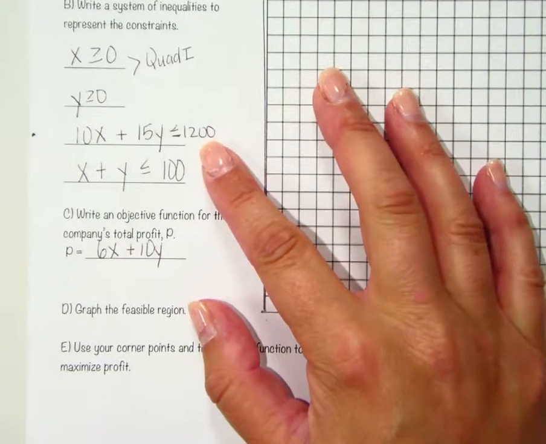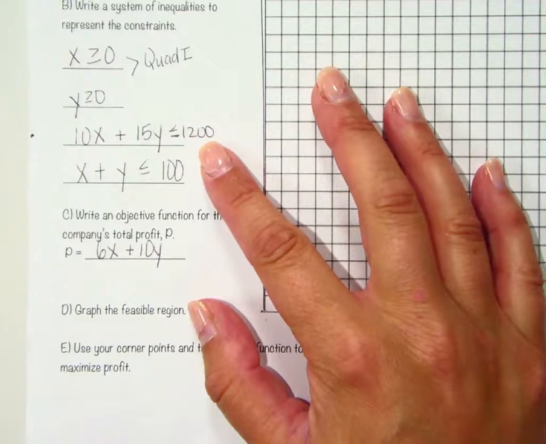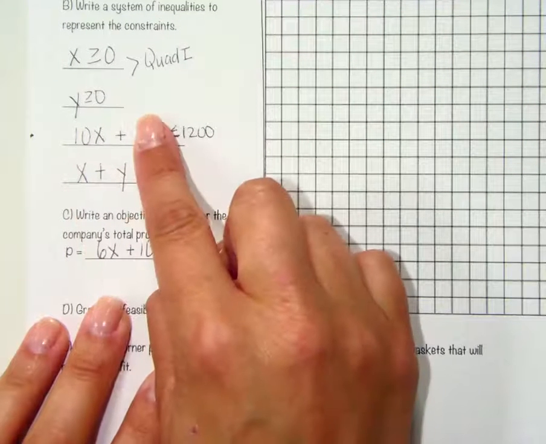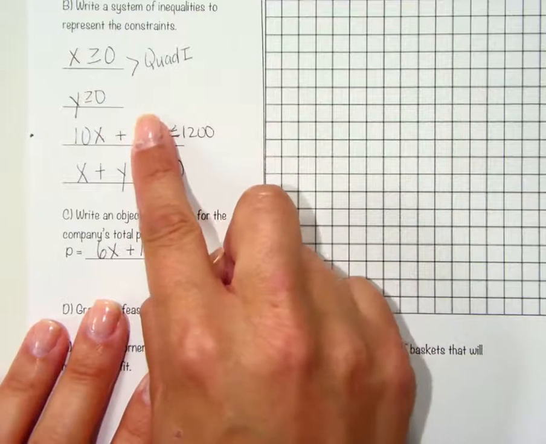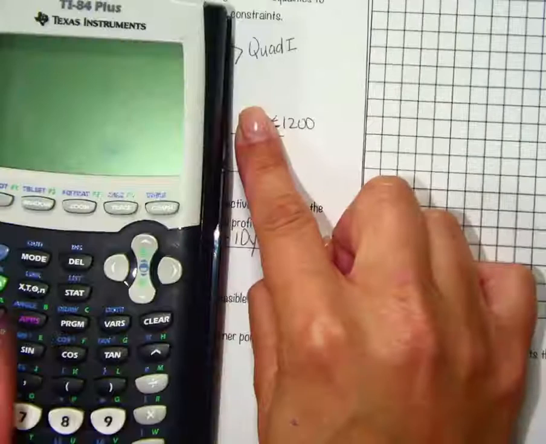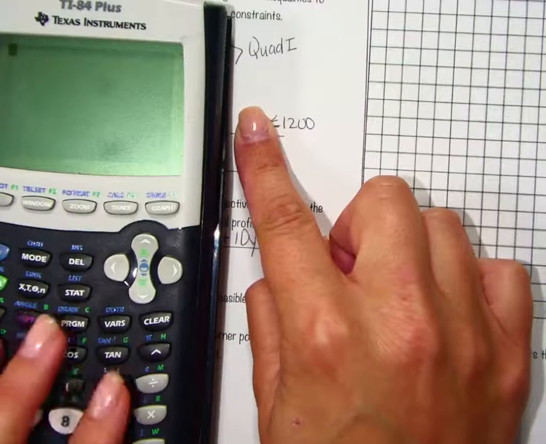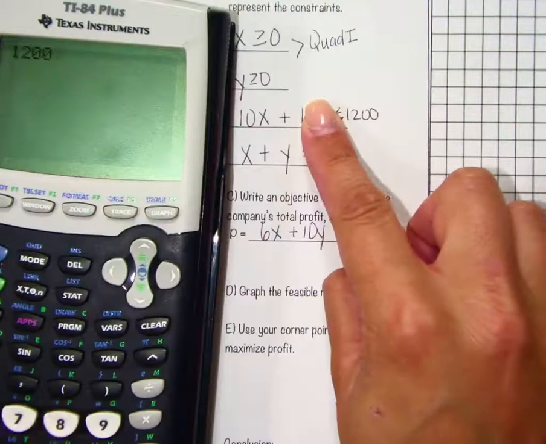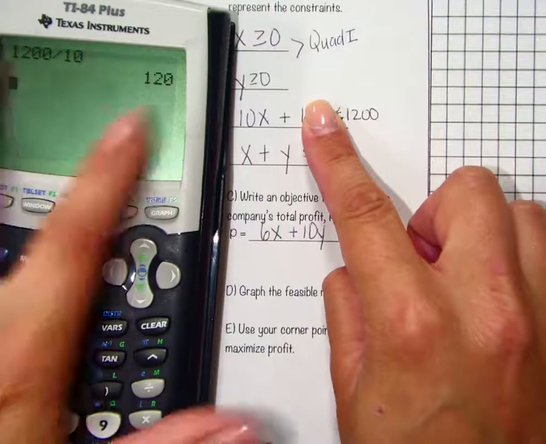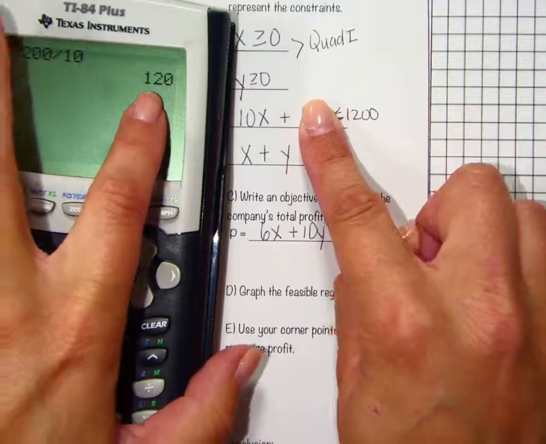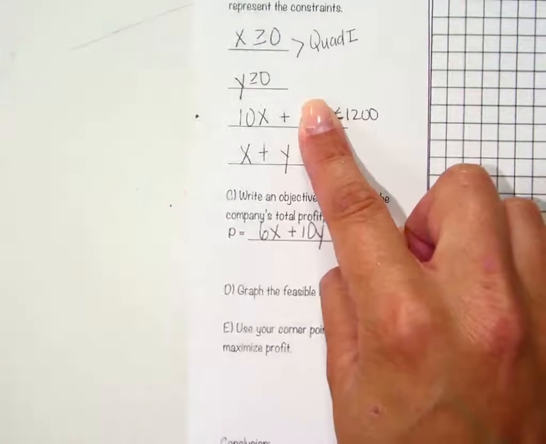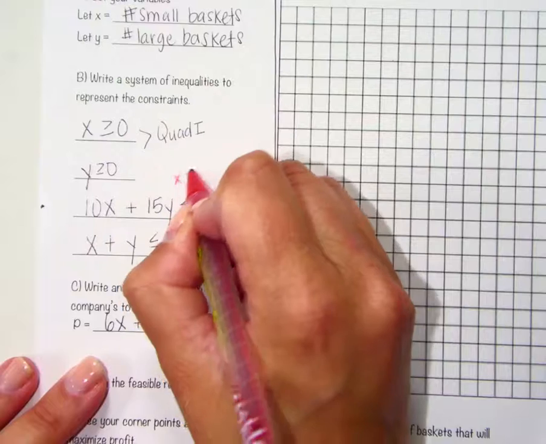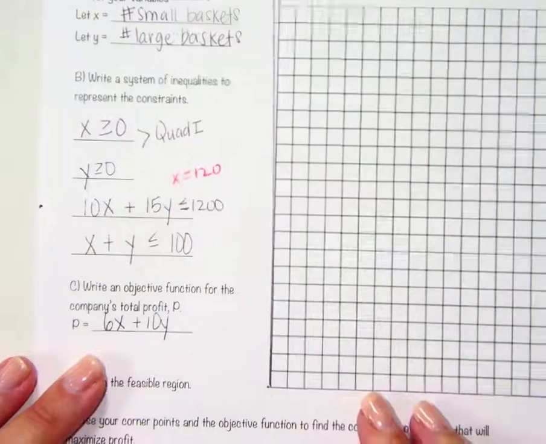Think back, I think this was the very first day of school when we talked about finding intercepts. To find the x-intercept, we essentially plug in 0 for y and solve. So on your calculators, if we take that 1200 and divide it by 10, that gives us the x-intercept, 120. Make a note of that. Just like above, x-intercept is 120.